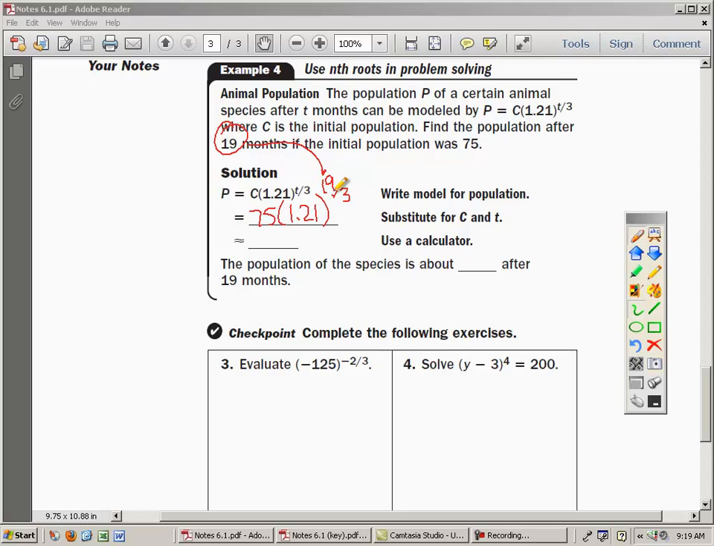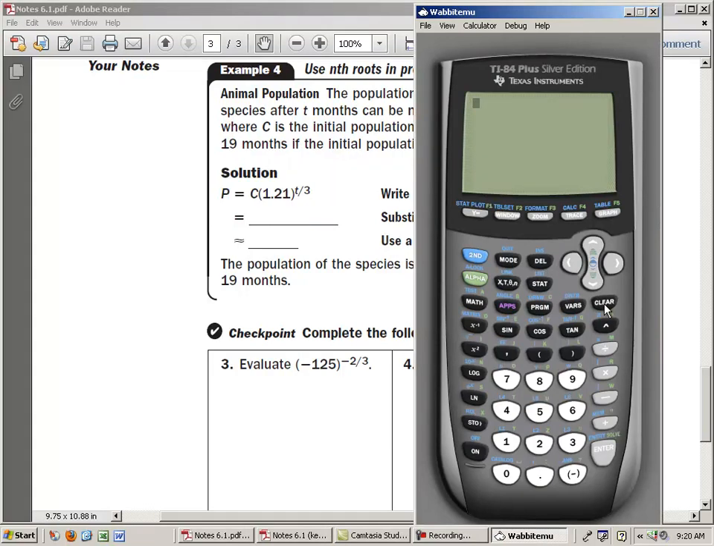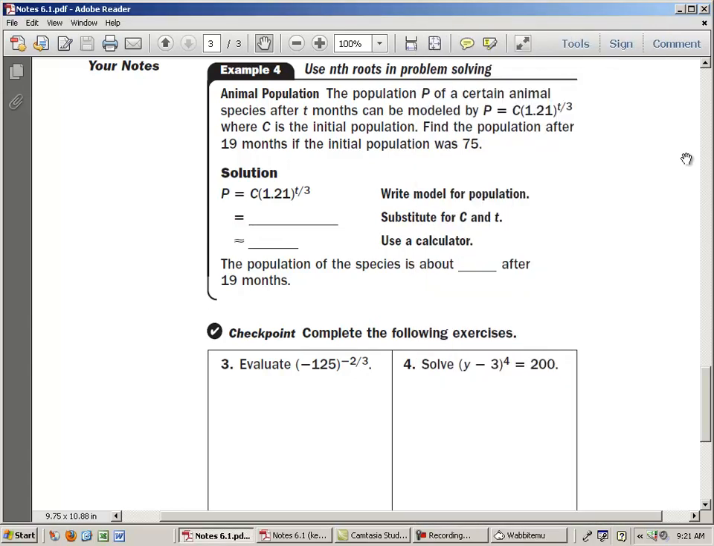And so we're going to run over to our graphing calculator and pull this up. And we're going to go ahead and type that information in. So our number was 75 times 1.21. And I want to raise that to the, now to get that rational exponent, I want to use a parenthesis to say that I'm going to raise this to the 19 over 3 power. And so we go ahead and press enter, and it's approximately 250.8, so we're going to go about 251. And so let's go back to our pen here.